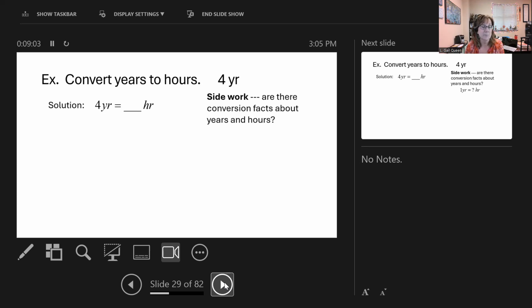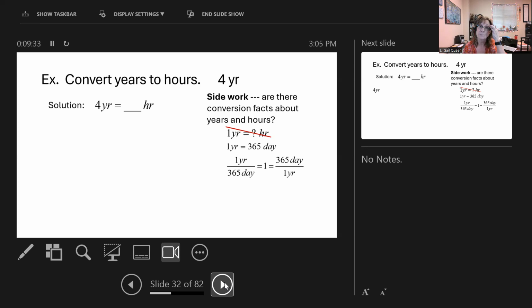Instead of going straight from years to hours, I do know that 1 year equals 365 days. So I can convert from years to days. Now, 1 year equals 365 days, so I can build 2 fractions that are equivalent to 1. I can either put the 1 year on the top and the 365 days on the bottom, or I can put the 365 days on the top and 1 year on the bottom. You have the choice. There are 2 fractions that are equivalent to 1 here.